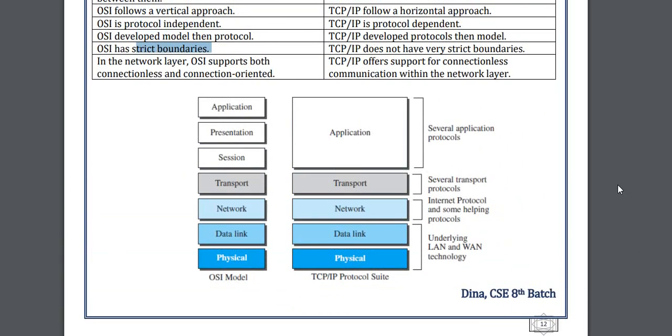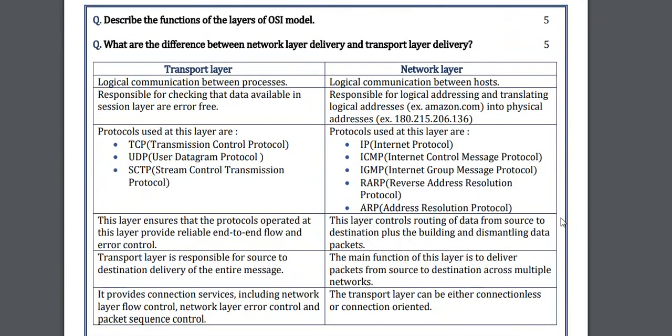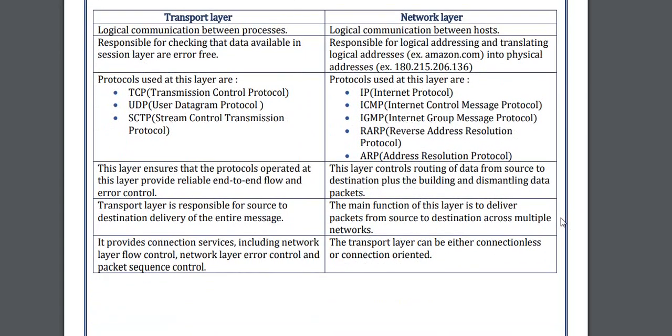Now this is the diagram of the TCP and OSI models. Here is the difference between the transport layer and network layer. We will go through these sections in further slides.